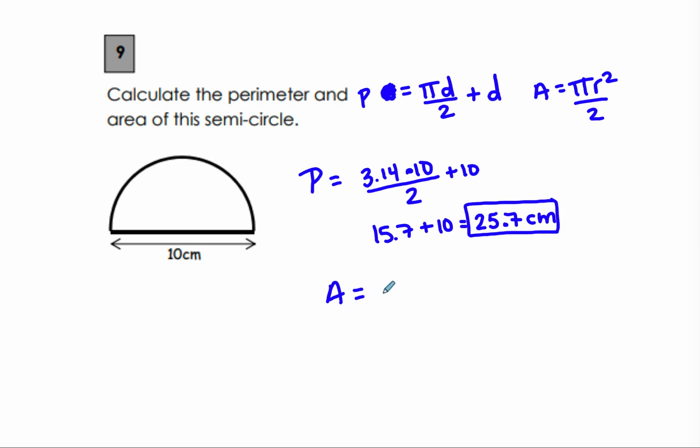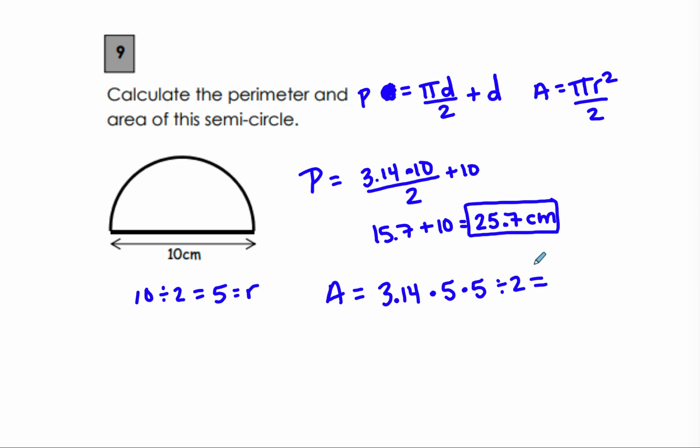All right, area. So we're going to do 3.14. We do need the radius, so let's go over here and figure that out. 10 divided by 2 is 5. 5 is our radius. So 3.14 times 5 times 5, and then we are dividing by 2.